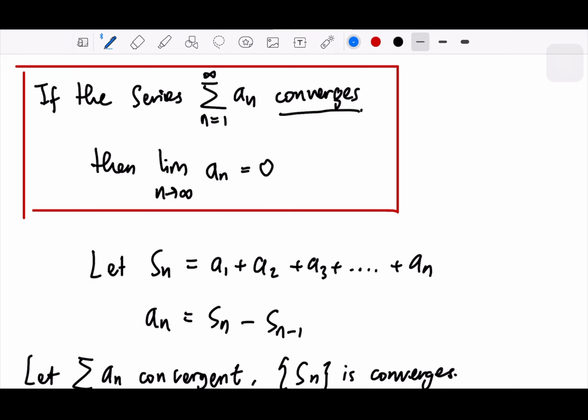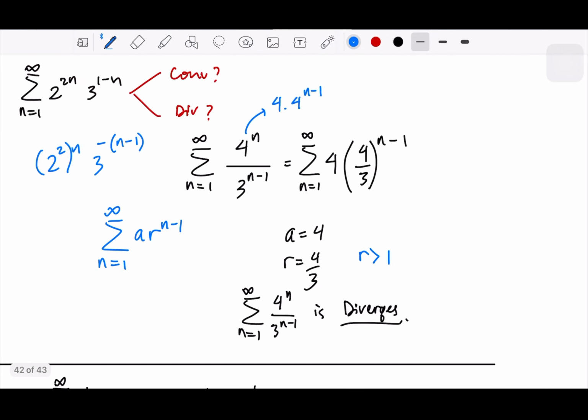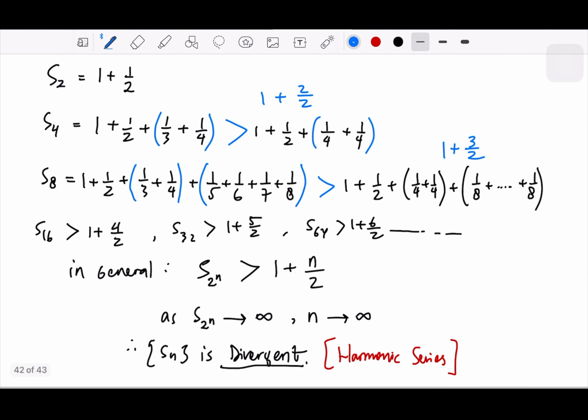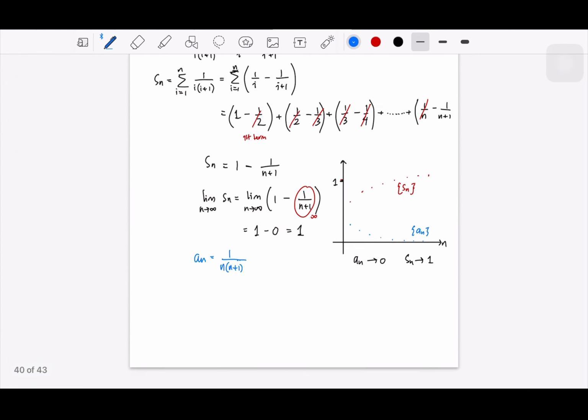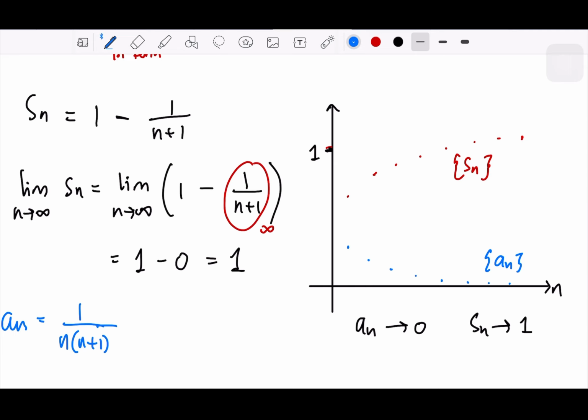What's the example for that? Let me just go back a little bit. This harmonic series, 1 over n, the limit is 0, right? But it's not convergent. It's divergent. So we need to make sure it's convergent, and then the limit is 0. Okay. It's also similar with this one. We know that this is convergent, and the limit of the sequence is 0. Okay.